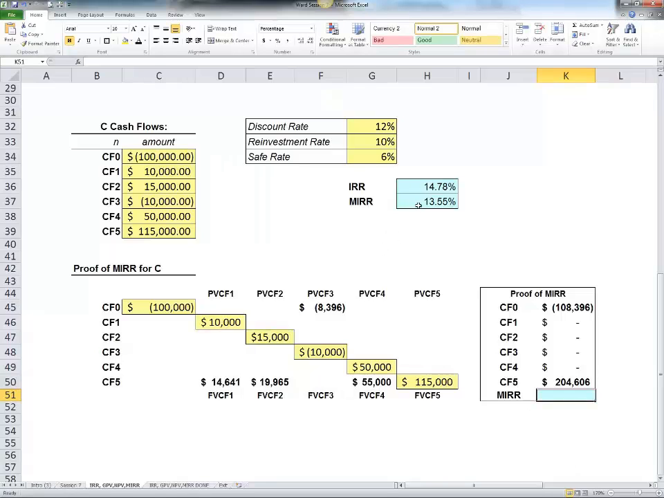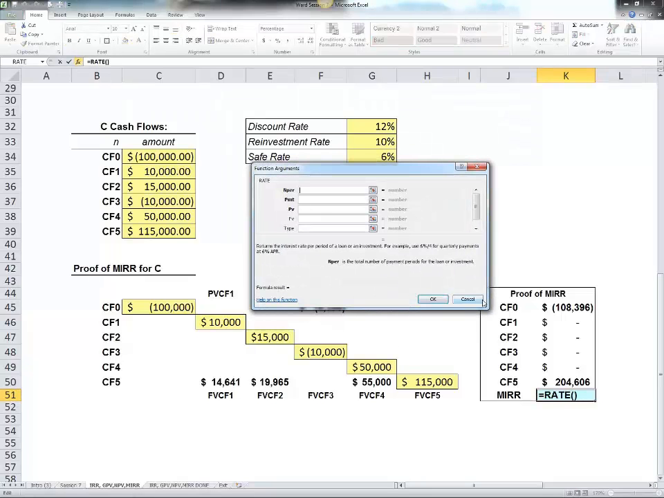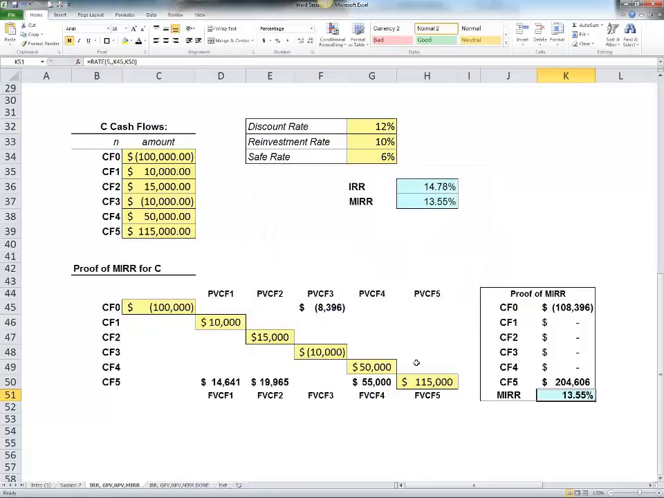Now, take a look at this. Modified internal rate of return calculated down to 13.55%. We can calculate the modified internal rate of return now by simply using the function rate. We've got 5 periods in this investment. We start with 108, and we end with 204. Guess what that is? 13.55%. This is the math that the modified internal rate of return calculation in Excel is doing.